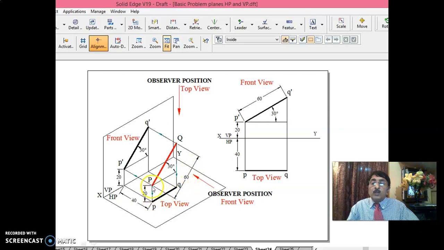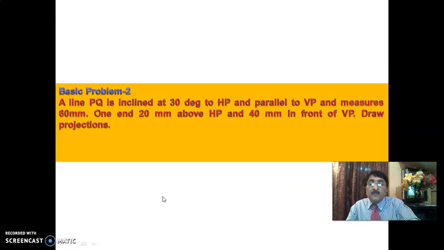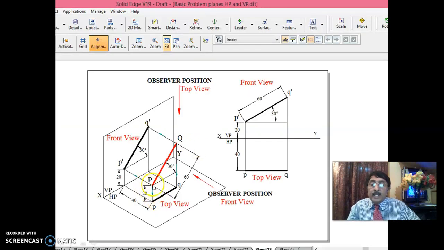And measures 60 mm. Also, one end, P, is 20 mm above HP and the entire line is 40 mm in front of VP. Please observe, though it is simple, you have to understand the concepts here. Now see here, XY I have written, VP, HP. This is the first quadrant system.